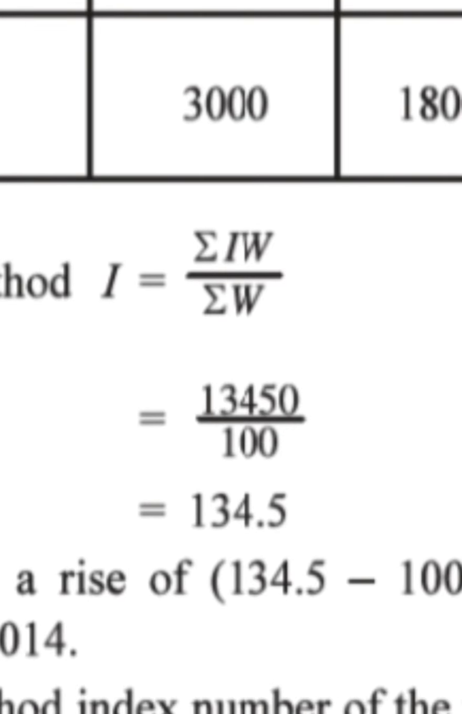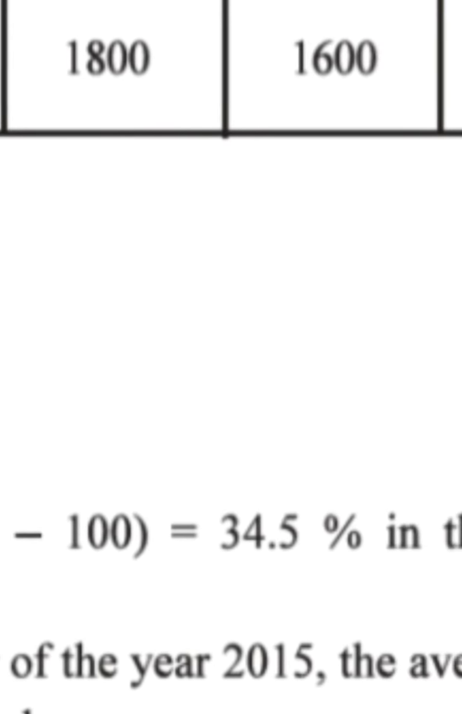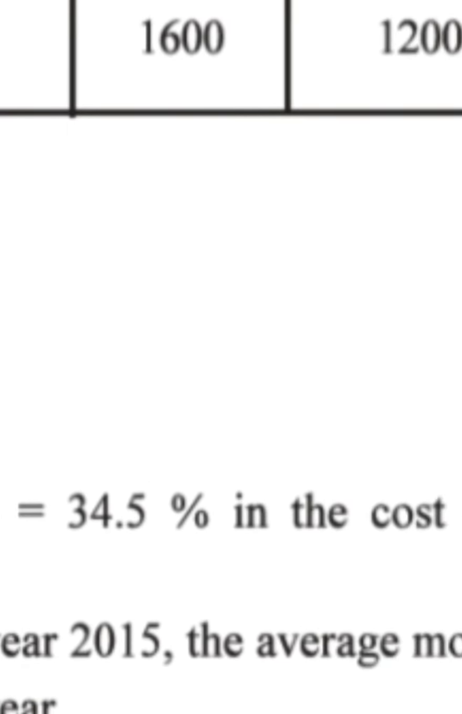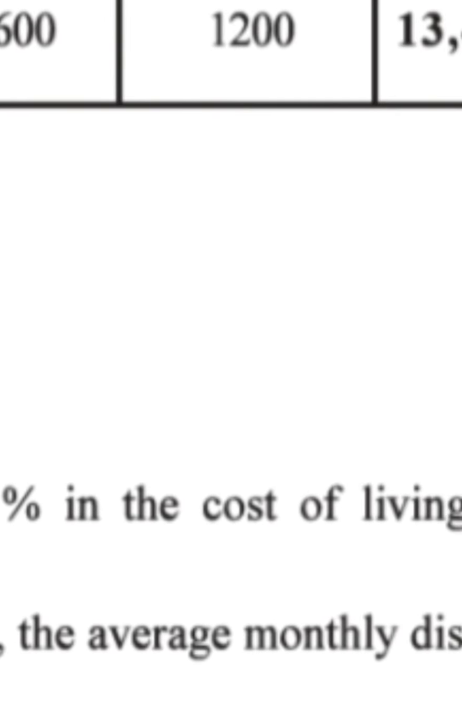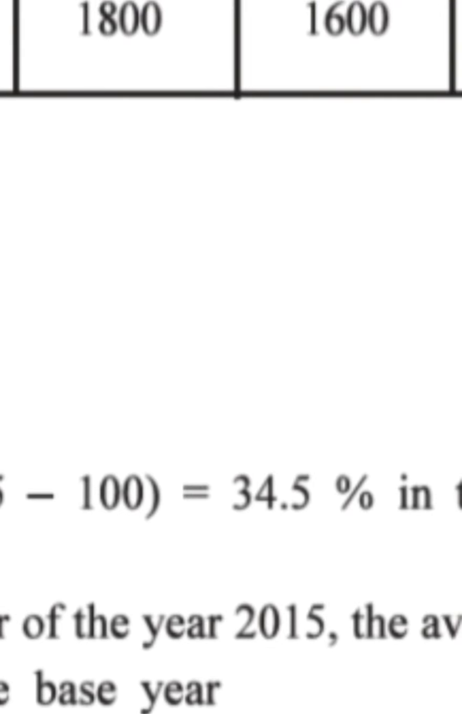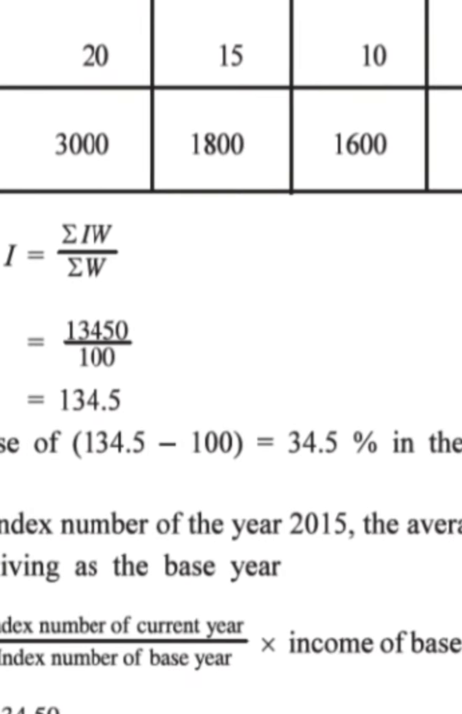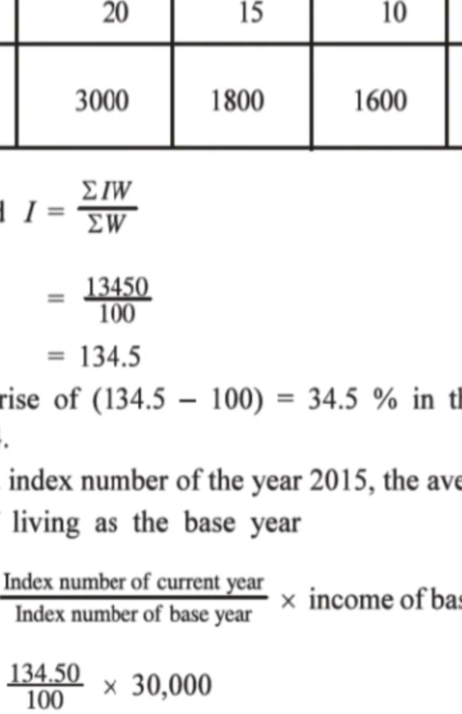So you will find there is a rise in the price relative, in percentage. 134.5 minus 100 gives you 34.5 percent rise in the cost of living index number. That is, you can say 34.5 percent. But now we have seen that in the base year the income was 30,000.